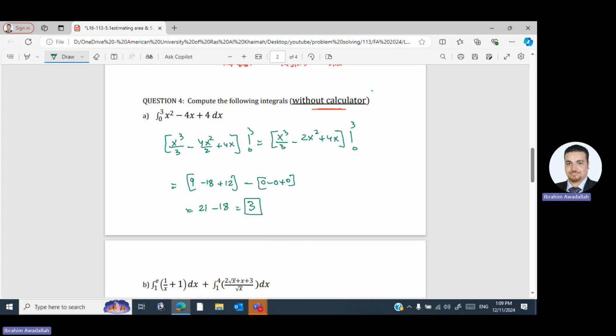You can check this by calculator. I don't have time to do that as usual. Let us move now to the next question. Let me do it by calculator to be 100% sure. So this is 0, the upper is 3. Yeah, I think it's a correct answer.